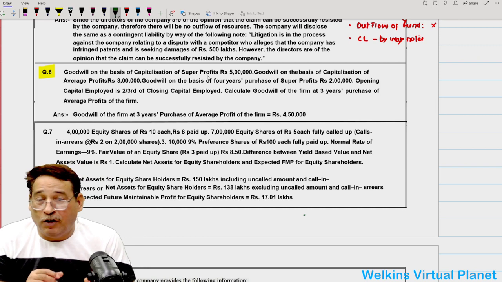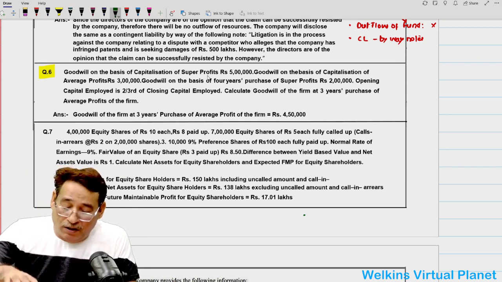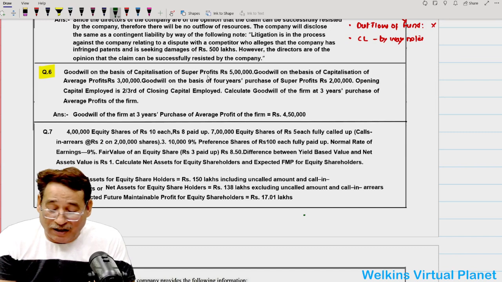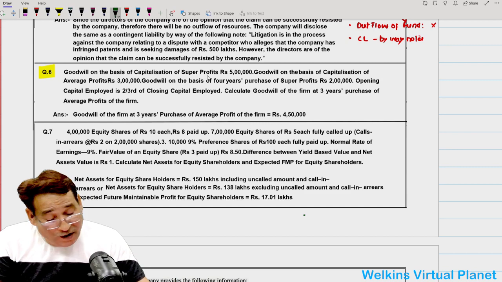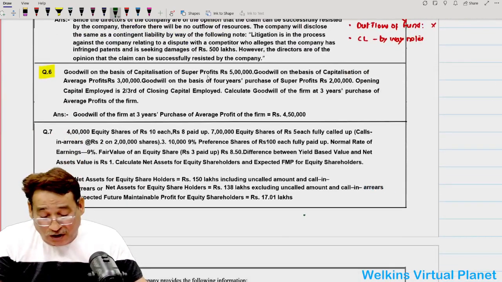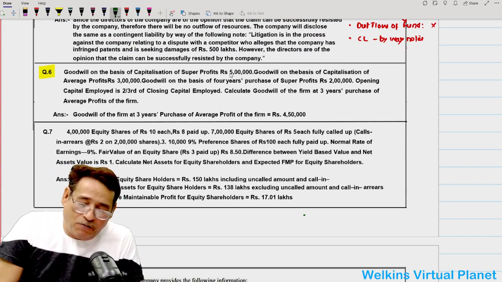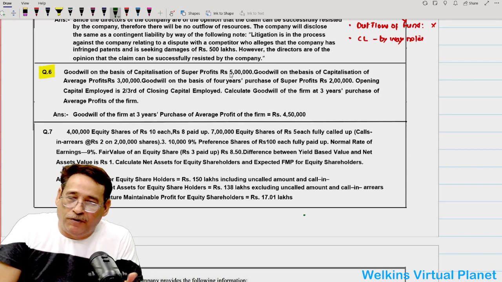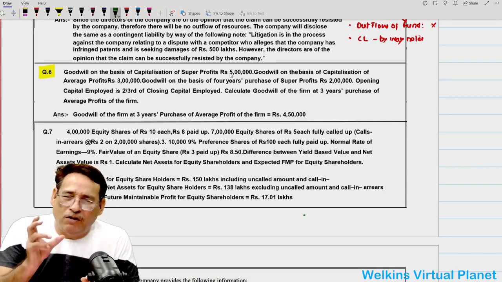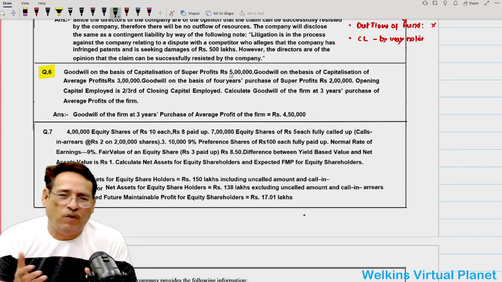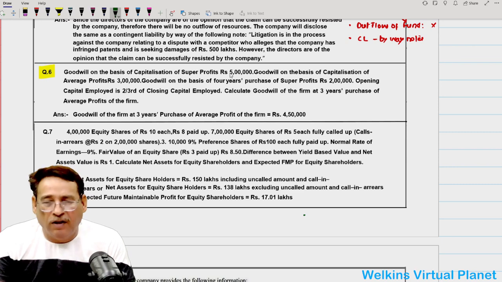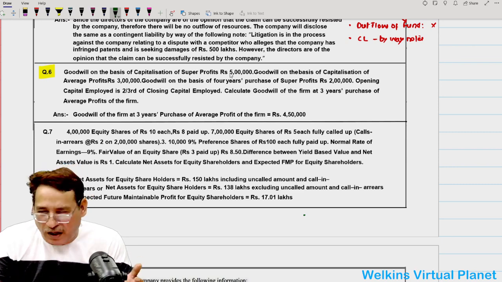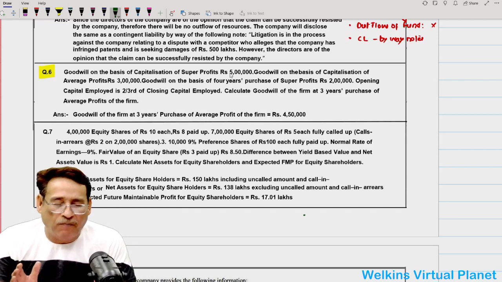Now, if you look into even your scanner, they have written all the questions, but they have skipped these two questions because they couldn't solve them, to be very honest with you. So now I am solving it, and soon you will have the solutions of this question everywhere. Goodwill on the basis of capitalization of super profits is given to you. Actually, the question, honestly speaking, can be tough, but the point is that something looks tough if you haven't done it in the past. It is quite obvious, because nowhere did I find any such question, and you must have also found that these two types of questions are not given anywhere in your module. But I feel that the module must contain such questions.